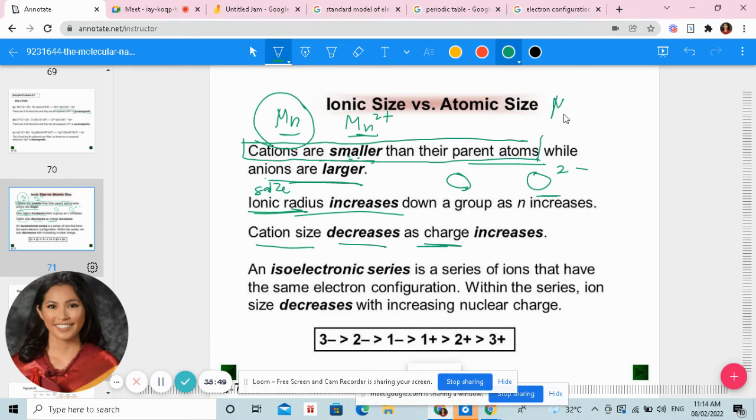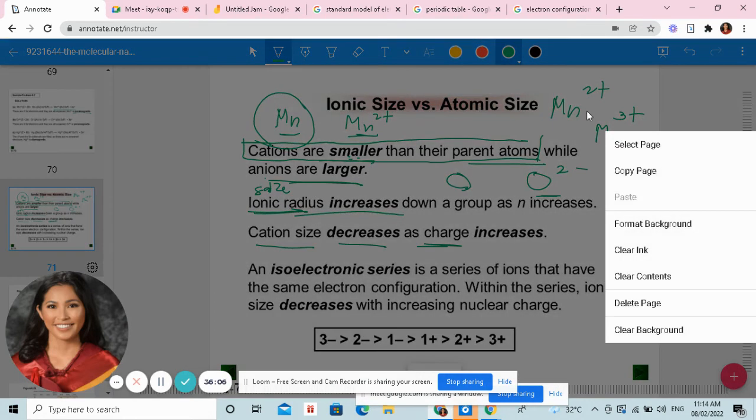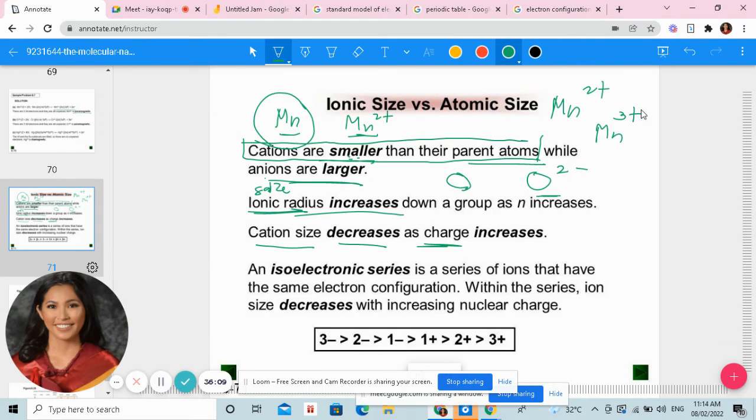Okay, Mn2+ and Mn3+. Who is bigger? Between the two, who is bigger? Mn2+, ma'am. Cation size decreases as the charge increases. Mn3+ or Mn2+, which is bigger? Mn2+. Okay, Mn2+.